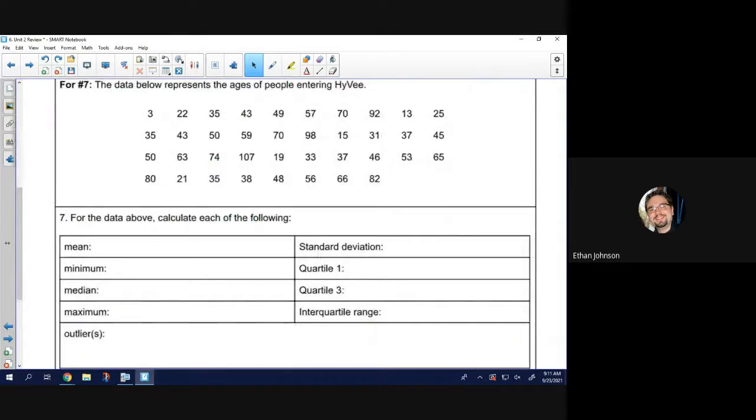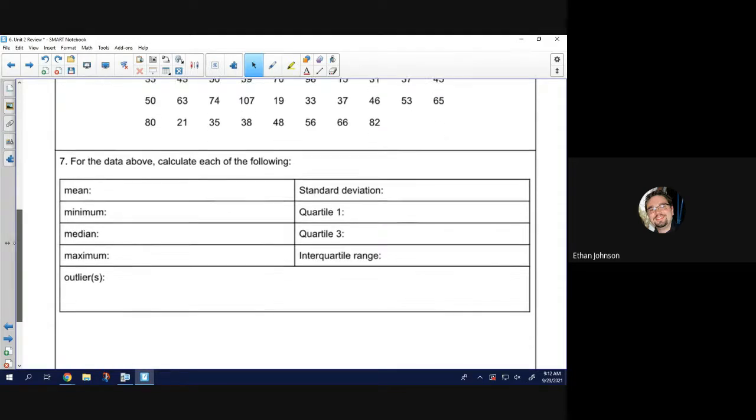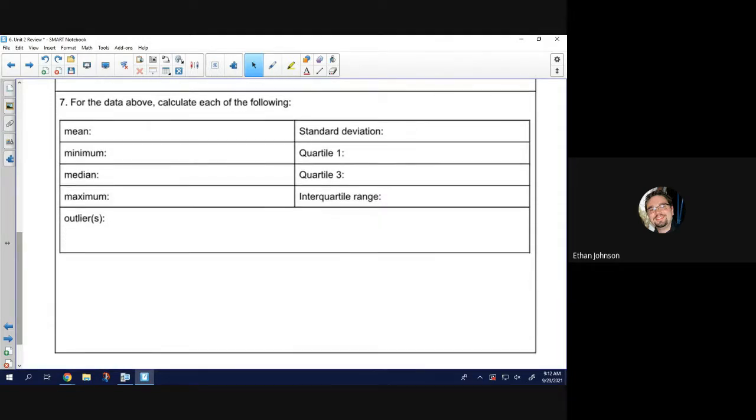For number 7, the data below represents the ages of people entering high V. So this is going to be, once again, entering the numbers in the calculator. Use your calculator cheat sheet to do this. So after entering the numbers in, and you hit second mode to quit, then you hit stat, move over, hit enter, and hit enter again. It will give you a list of things.